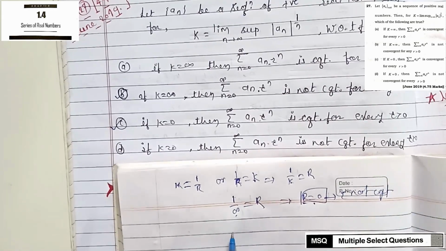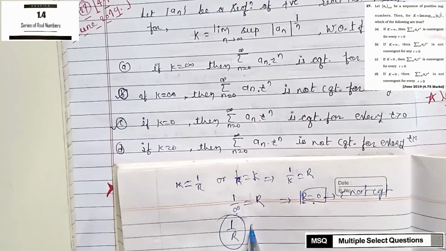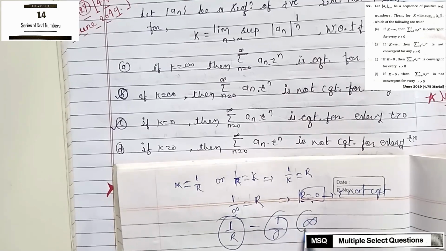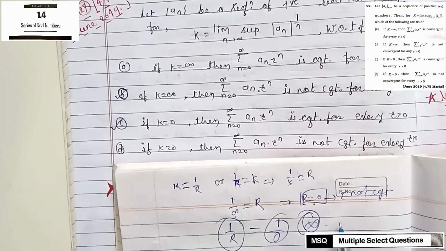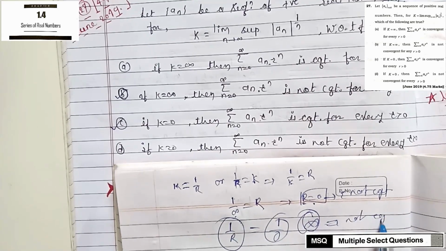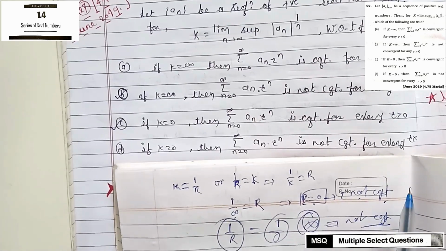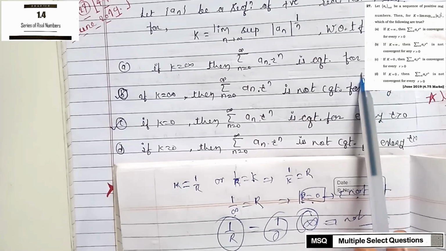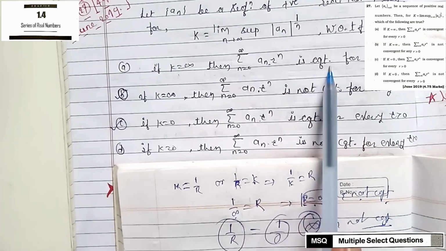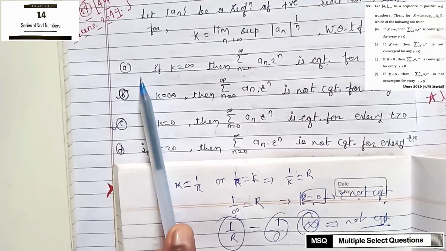Why not convergent? We know that 1 upon r is our given series, and 1 upon 0, if we take it, goes to infinity. Then the series is not convergent. So if r is 0, then the series is not convergent. The option says that for every r greater than 0 we will get the series convergent. So the first option is wrong.